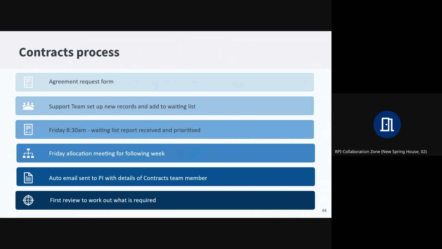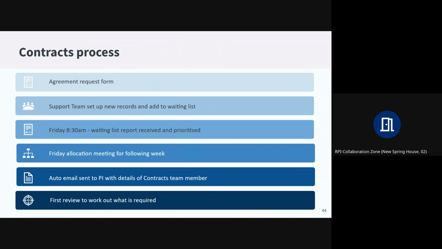Here's where you can help. If on their first review they've got absolutely everything they need, so the agreement request form is filled in and we've got all the documents that we need, the first action is going to be starting to draft the contract or review the contract that's sent in. If we don't have everything we need, then their first action is going to be emailing you as the primary investigator and asking you to fill in the gaps.